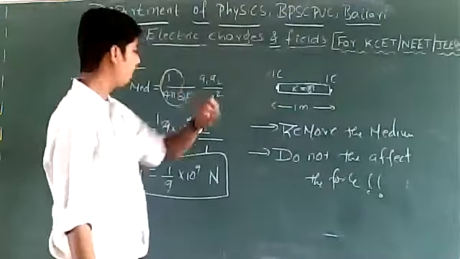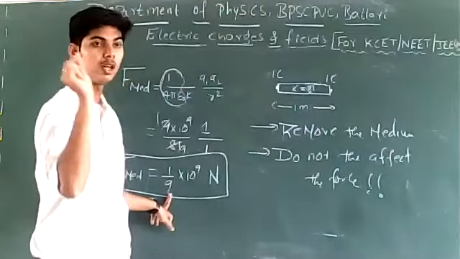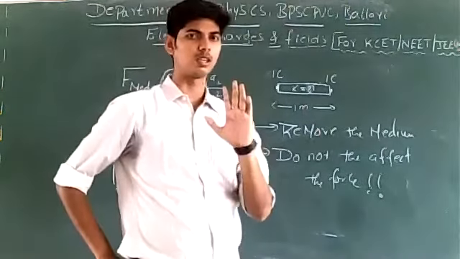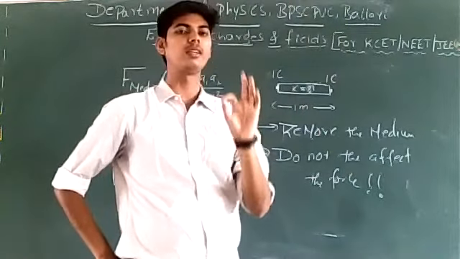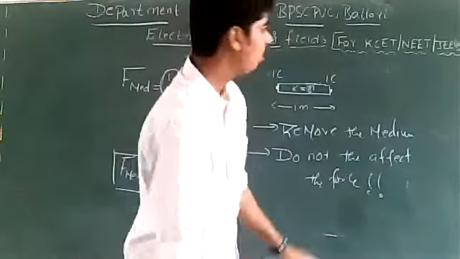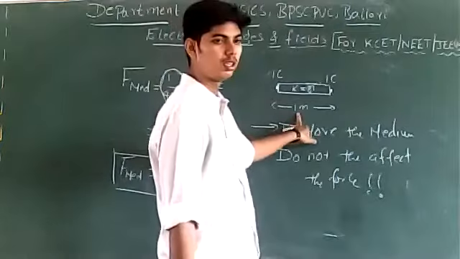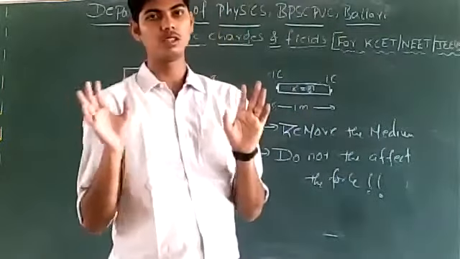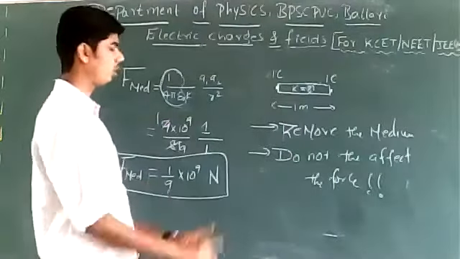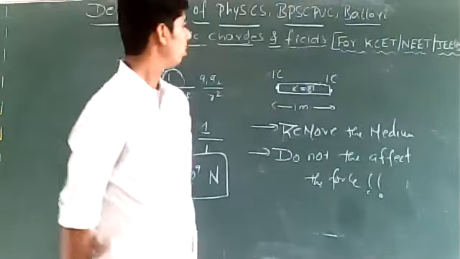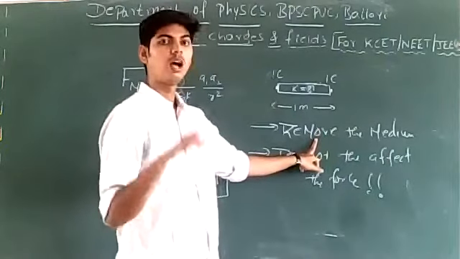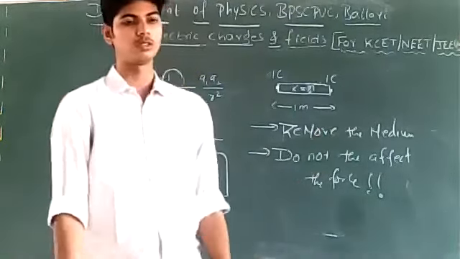You have to remove the medium, but the force must remain the same, 1 by 9 into 10 to the power of 9 Newton. What do you do? You need to increase the distance. That is clear. By what factor are you going to increase the distance? Just tell me the increased distance. The distance is now 1 meter; what will you make it? You have to remove the medium and maintain the same force between the two charges. What will be the distance?